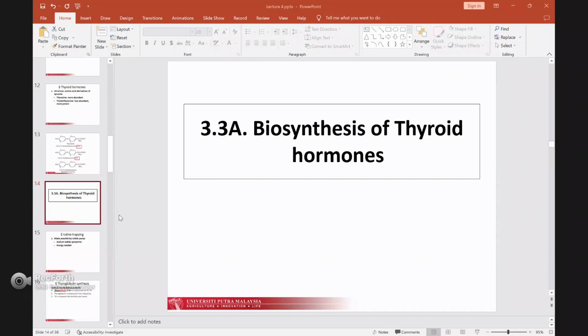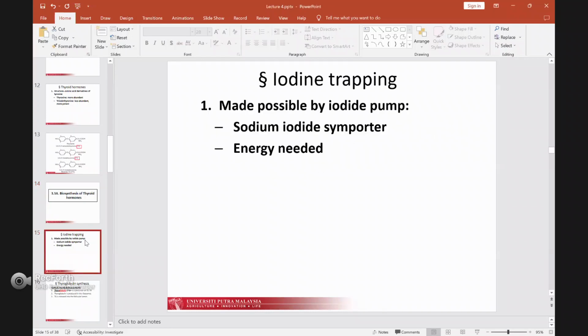So for the biosynthesis of thyroid hormone, like I said on Monday, thyroid hormone is actually derived from a single amino acid, which is tyrosine. If you modify the tyrosine, you can get the thyroid hormone. So today what we want to talk about is how this tyrosine can be converted into the thyroid hormone.